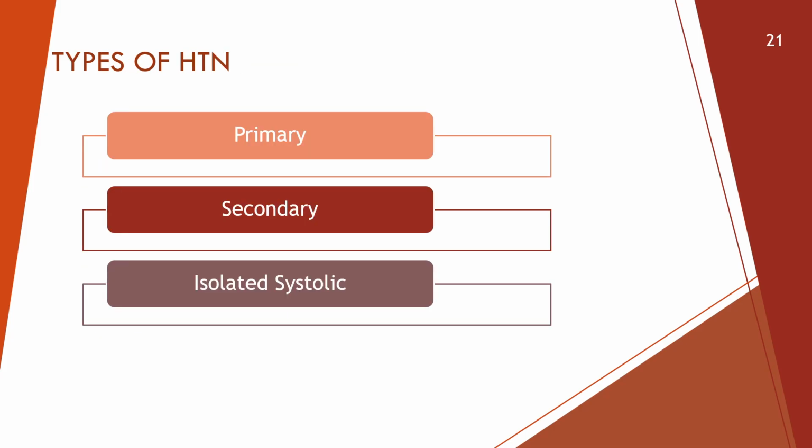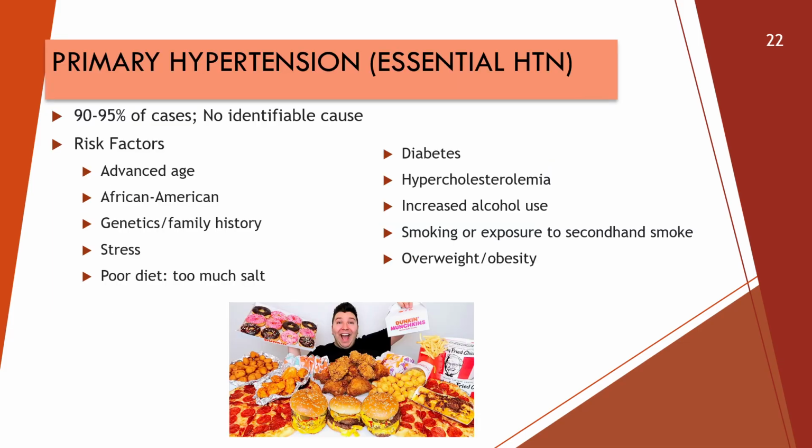Hypertension can be classified into primary, secondary, and isolated systolic. The main difference will stem in the risk factors, so let's talk about them. The majority of people will have primary hypertension, also known as essential hypertension. But there's nothing essential about it because there's no specific cause or disease process that we can correct to make that high blood pressure go away.